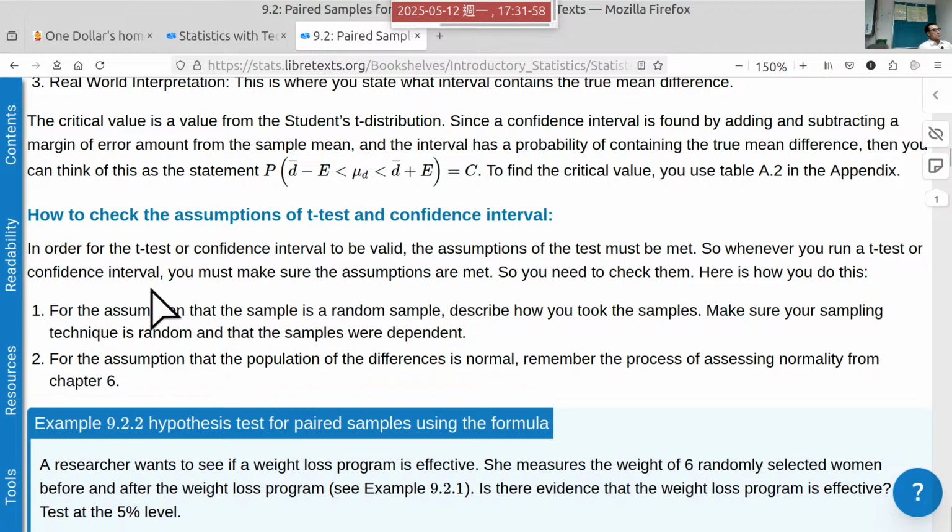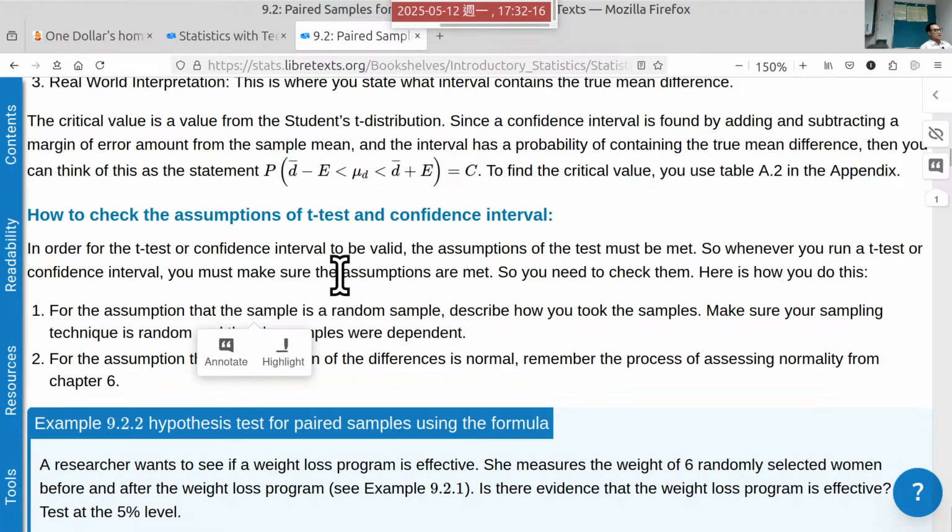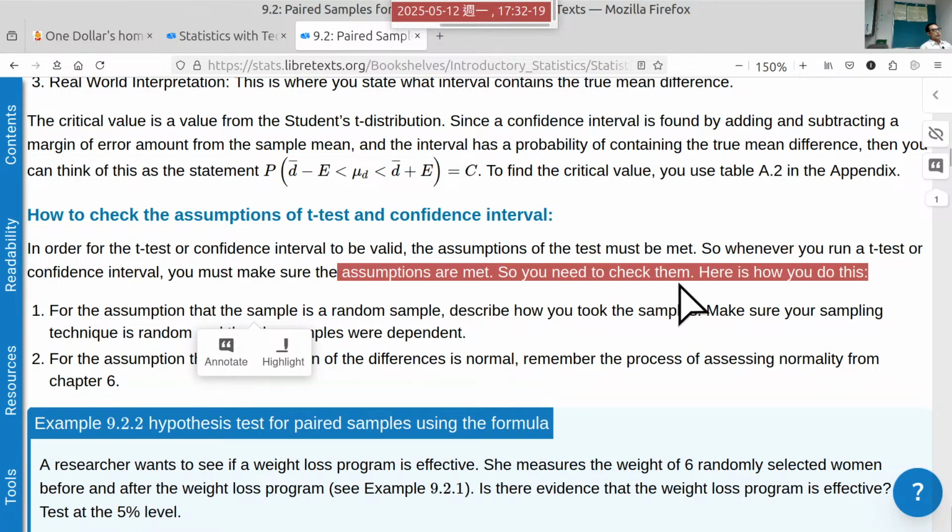And how to check the assumptions of the t-test and confidence interval. In order for the t-test or confidence interval to be valid, the assumptions of the test must be met. Whenever you run a t-test or confidence interval, you must make sure that the assumptions are met. So you need to check them. Here is how to do this.